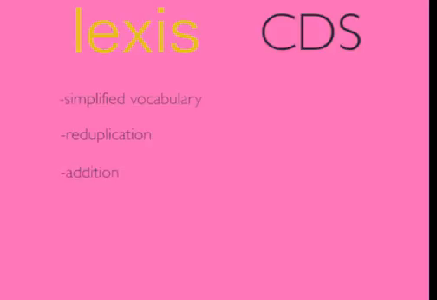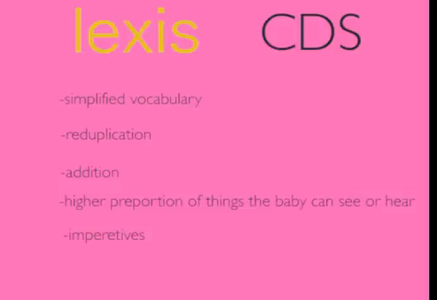Another category of the features of child-directed speech is lexis, which includes simplified vocabulary. Caregivers use reduplication, for example chew-chew or din-din. They use addition, which is like doggy. A high proportion of words will be used for things that the child can see or hear. And finally, there's lots of imperatives.